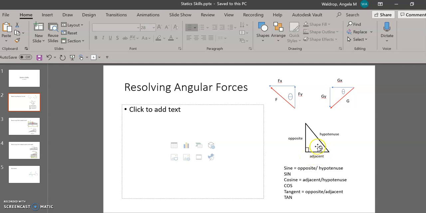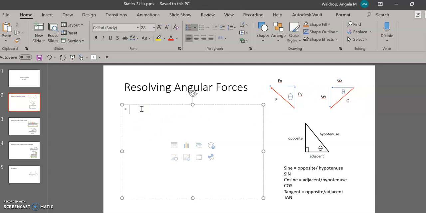We've got the sine, which is the opposite over the hypotenuse, and remember that's abbreviated SIN. We've got the cosine, which is the adjacent over the hypotenuse, and that's abbreviated COS. And then we've got the tangent, which is the opposite over the adjacent, abbreviated TAN. Okay, so if we've got this angle up here, we're going to look at both the vertical and the horizontal angles. This one is vertical, so we'll do that one first. And I'll go ahead and type this over here.